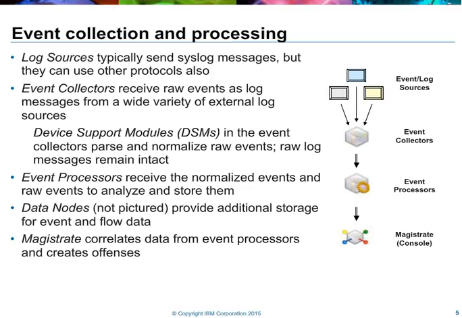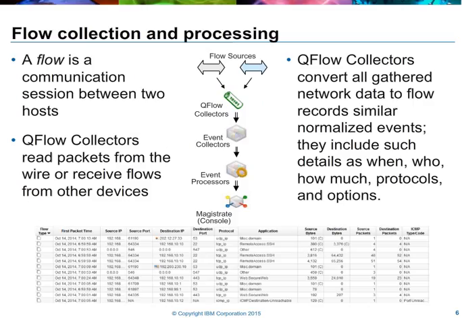Once the event data has been normalized, the data is then forwarded on to the event processor. The event processor receives the normalized events and analyzes and stores the information. The magistrate process, which resides at the console appliance, correlates the data from all of the event processors and manages the offenses. QRadar can also be used for the collection and analysis of network flow information.